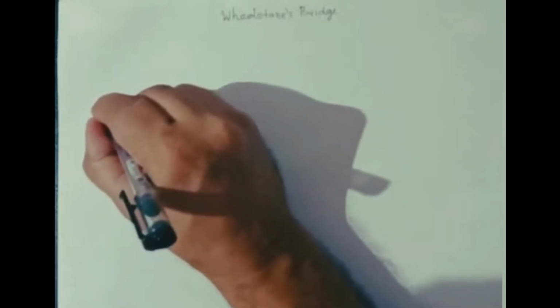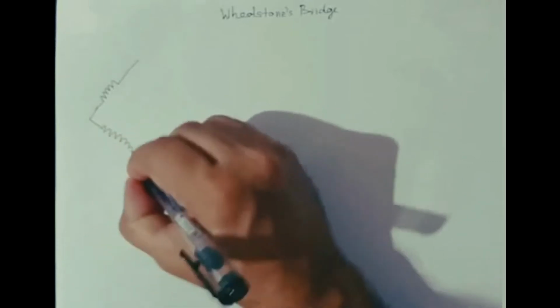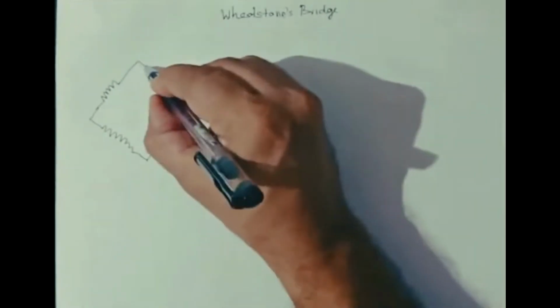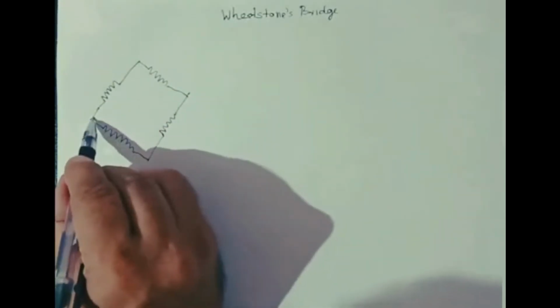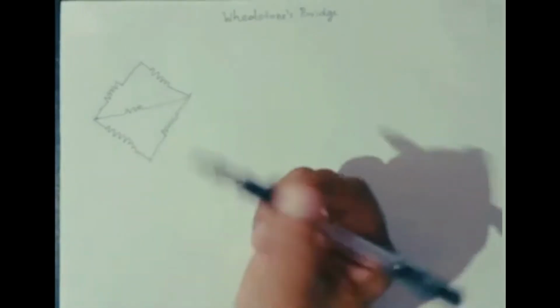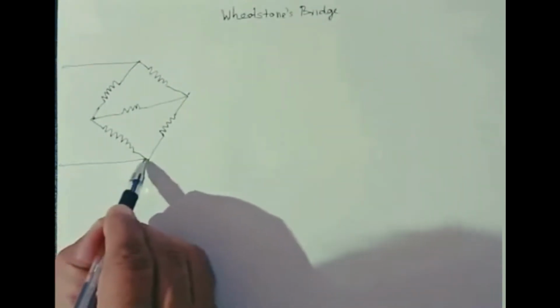Now, the Wheatstone's bridge circuit consists of 5 resistors, 4 of them connected along the sides of a square or a rectangle, and there is a 5th resistor connected across one of the diagonals, and you apply the power across the other 2 diagonal points. Here we apply the power.